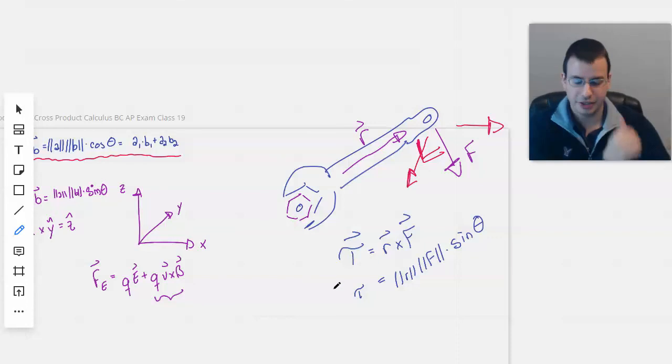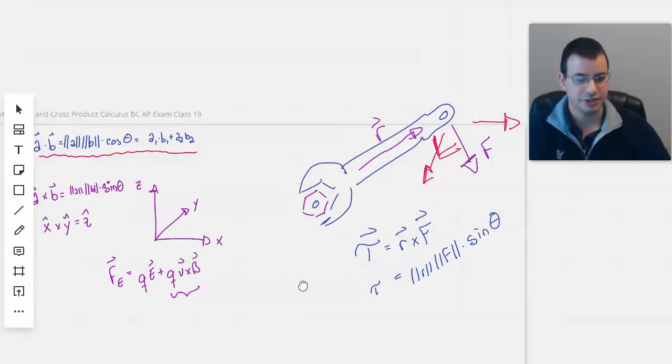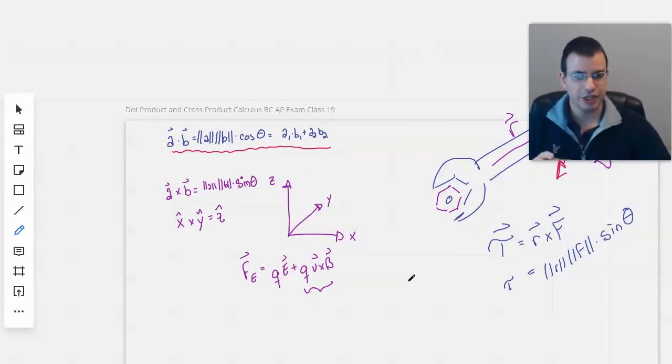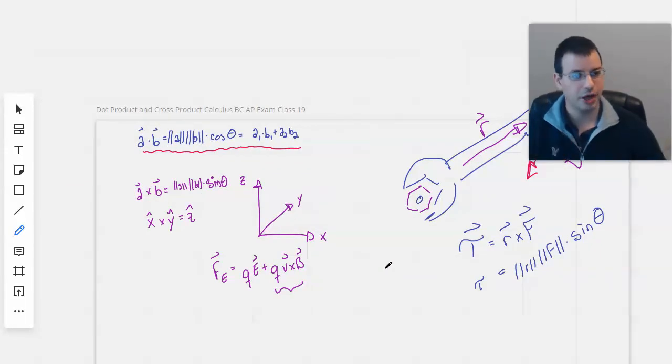And the way you find the amount of torque is R cross F. You usually learn that in first semester physics. And that's one of the times that a cross product will pop up.